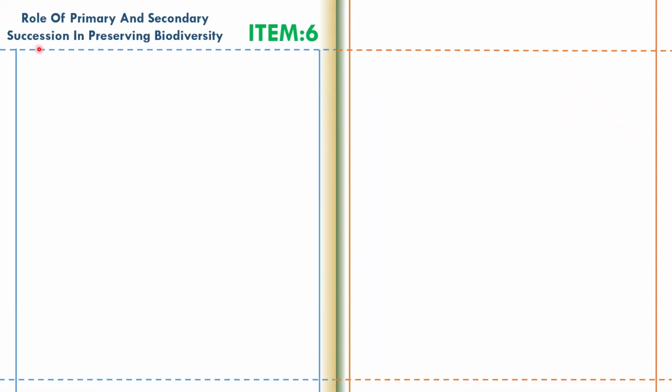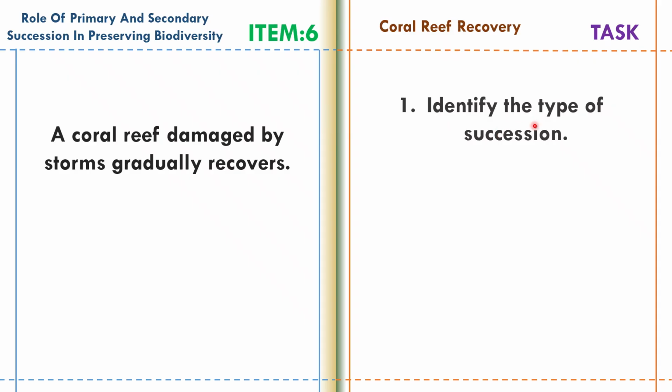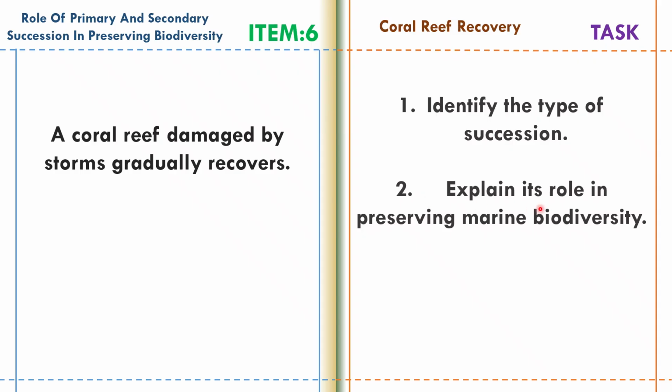Role of primary and secondary succession in preserving biodiversity, item 6. Let's look at coral reef recovery. A coral reef damaged by storms gradually recovers. Task. Identify the type of succession. Explain its role in preserving marine biodiversity.